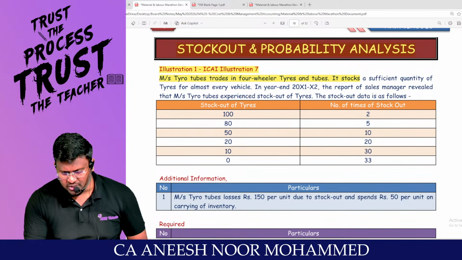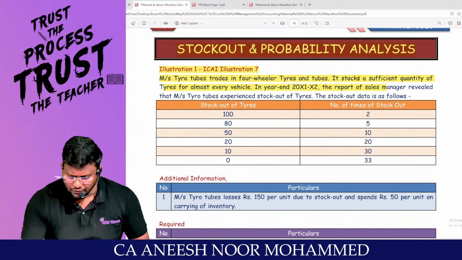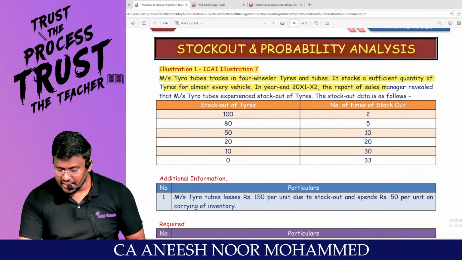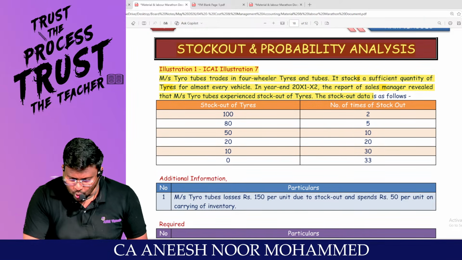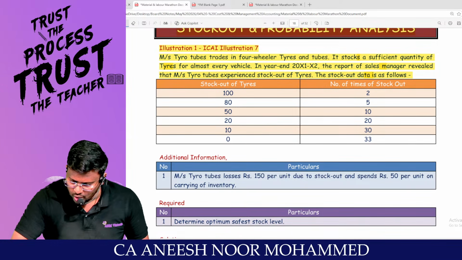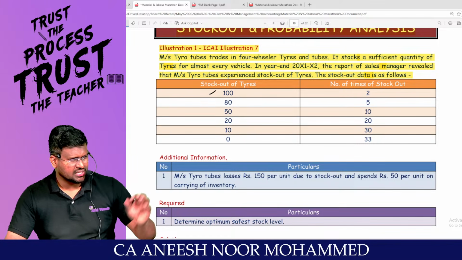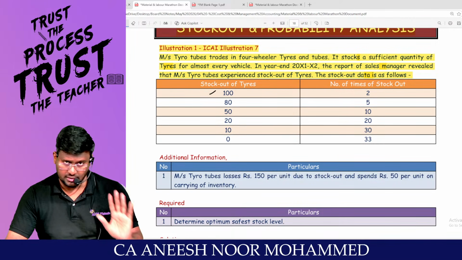I'm going to find out. Messrs. Styro Tubes trade in 4-wheeler tires and tubes. It stocks a sufficient quantity of tires for almost every vehicle. In the year ended 21-22, the report of the sales manager revealed that Messrs. Styro Tubes experienced stockout of tires. The stockout data is as follows. Sir, stockout of tires 100. Customer is coming and asking you that I want 100 tires. You have to say that no, sir, I don't have 100 tires.